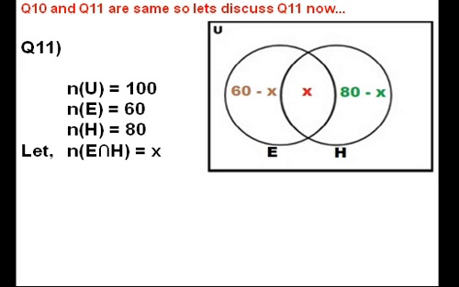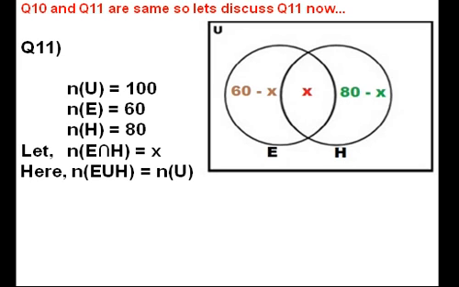So who are the students who only like English? It will be the total number of students who like English minus the common. So it will be 60 minus X. Similarly, the students who only like Hindi will be 80 minus X. The common thing will be subtracted. Now using this concept, I am going to proceed further.